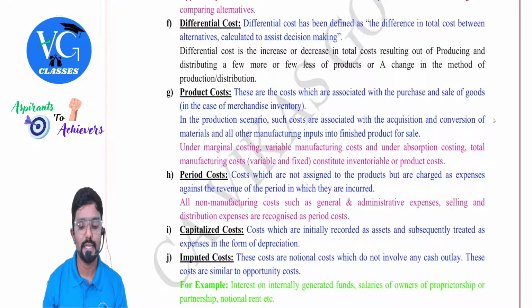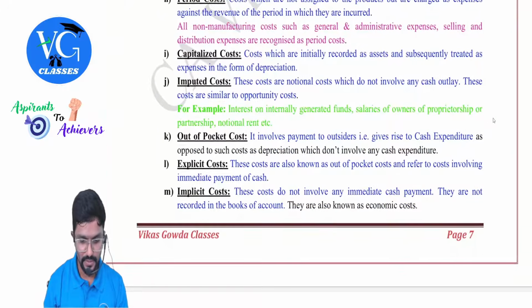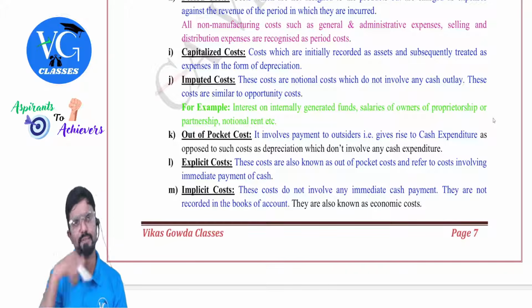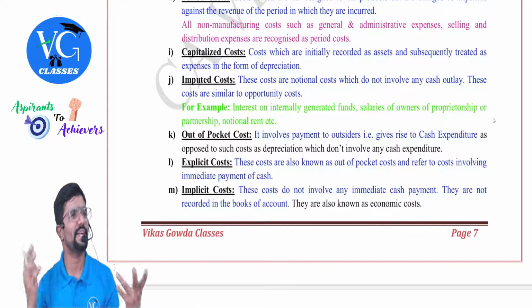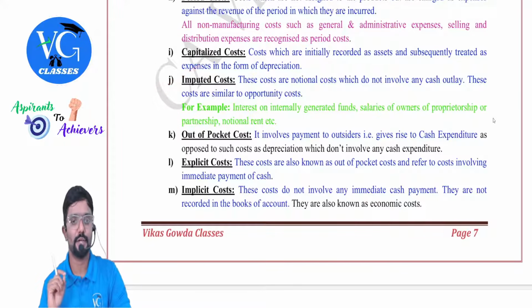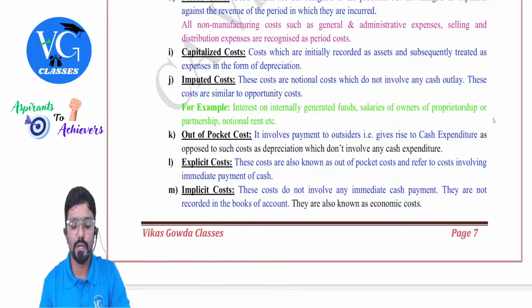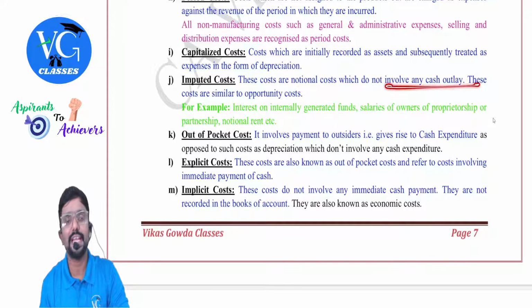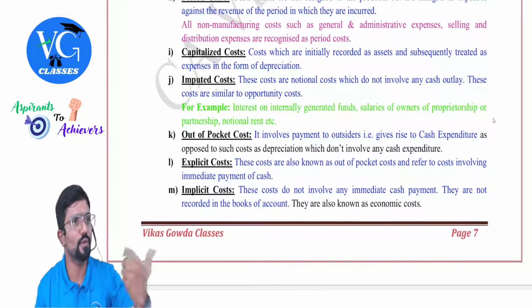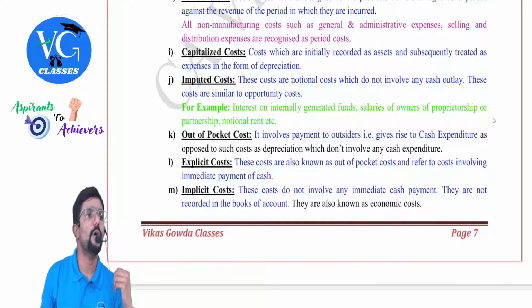Guys, let us also see, for opportunity cost, there is one thing also here, imputed cost, something connected to this. Just a different name. It is actually nothing but opportunity cost only. Let us see that also as it is connected to opportunity. These costs are notional costs which do not involve any cash outflow. Should we pay to anyone? No. There is no cash outflow. These costs are similar to opportunity cost.